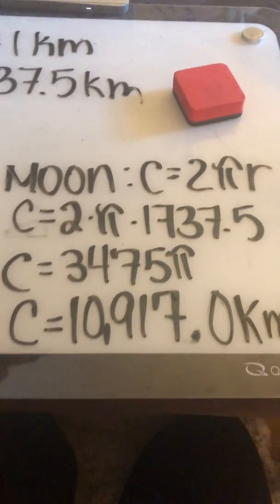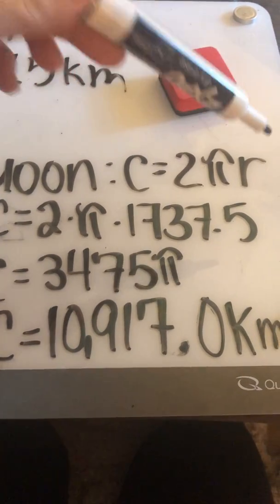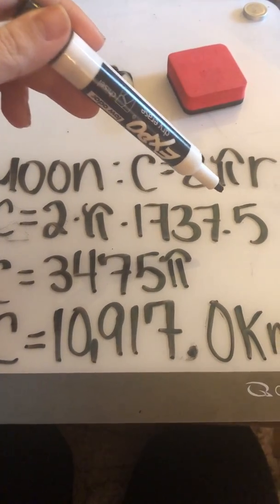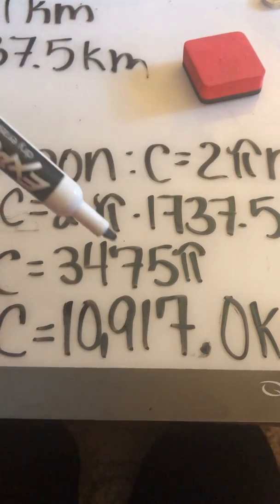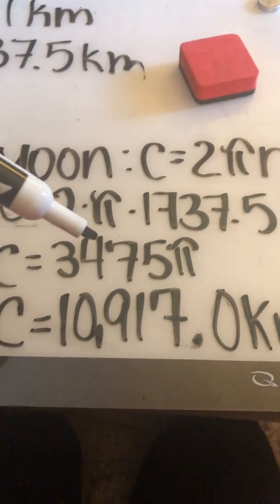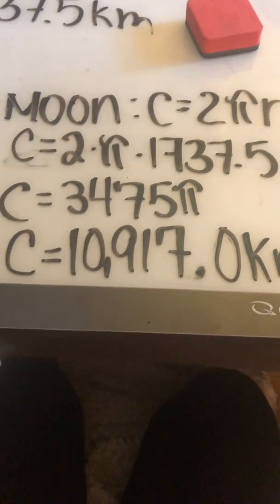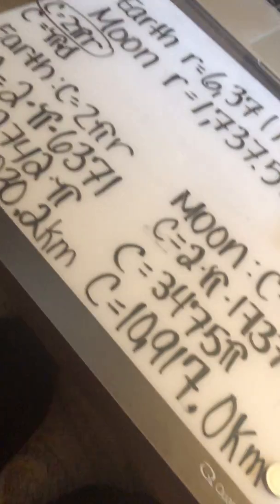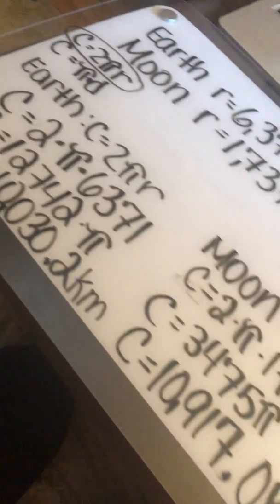Okay, so for the moon again, we were finding the circumference, C equals 2 times pi times r. We plugged in the radius for r. We then did 2 times the radius. We got our answer in terms of pi by multiplying those two numbers and adding pi. And then since they're asking us to round to the nearest tenth, we did 3,475 times pi and got our answer for the moon's circumference. So now we have the Earth's circumference, we have the moon's circumference. So the last thing we have to do is subtract those two numbers.